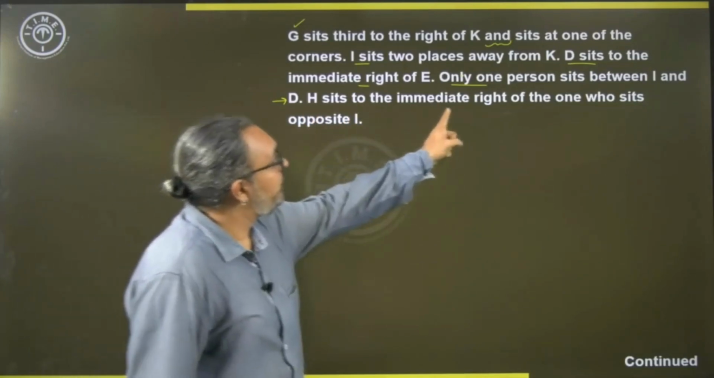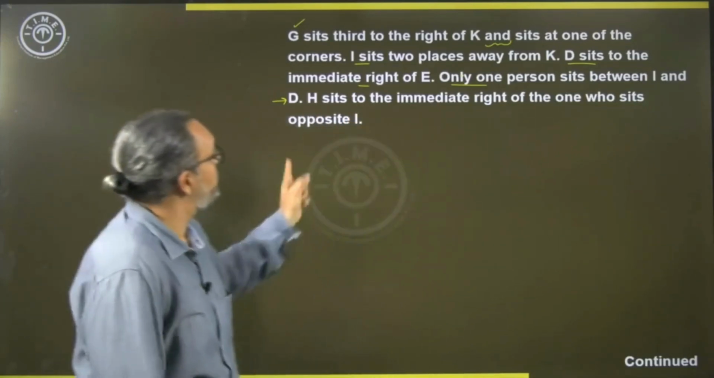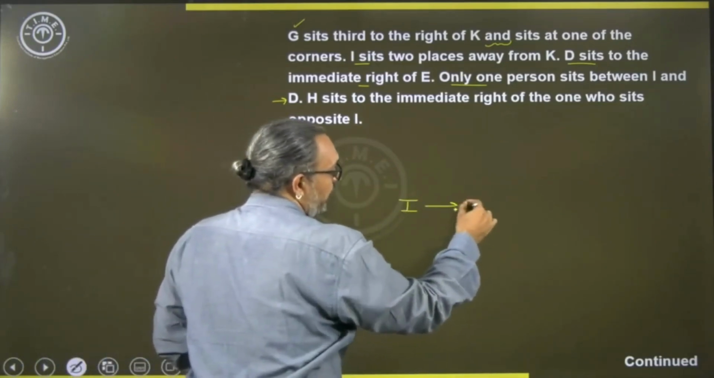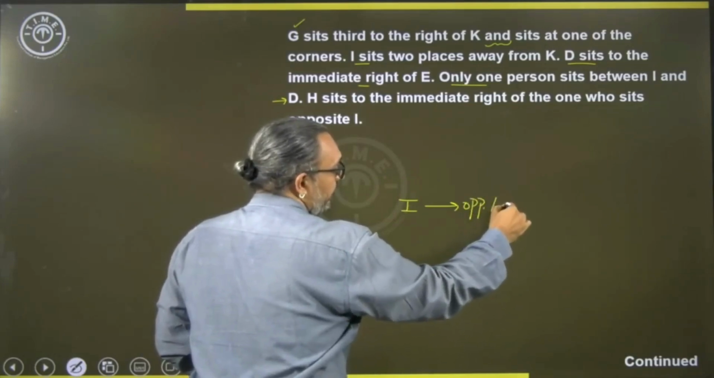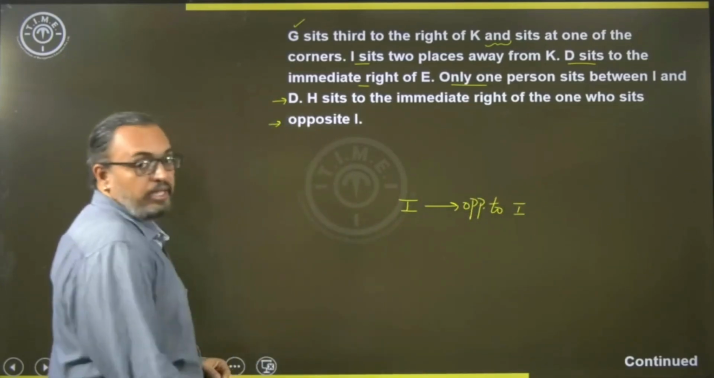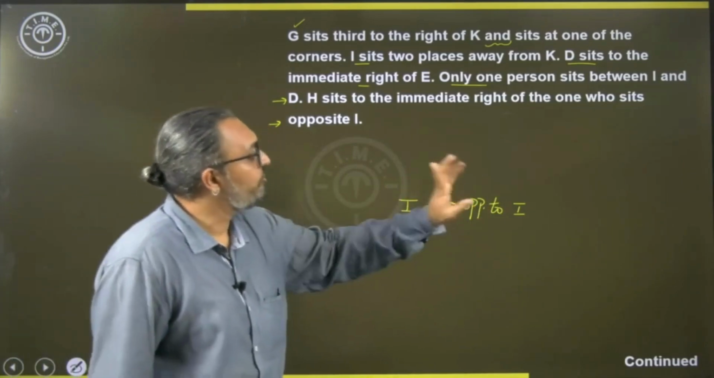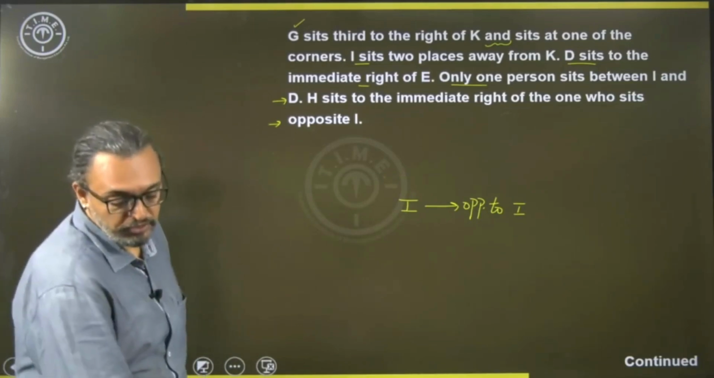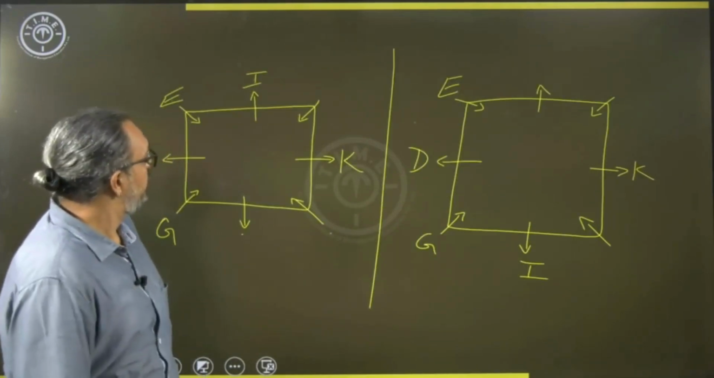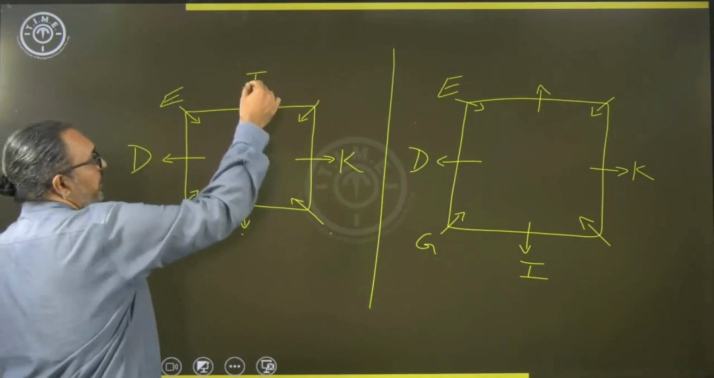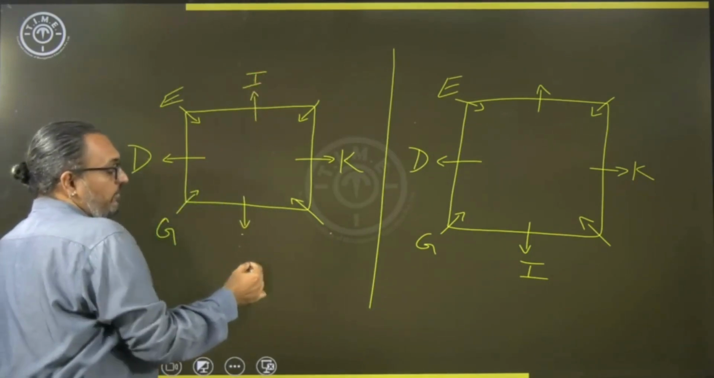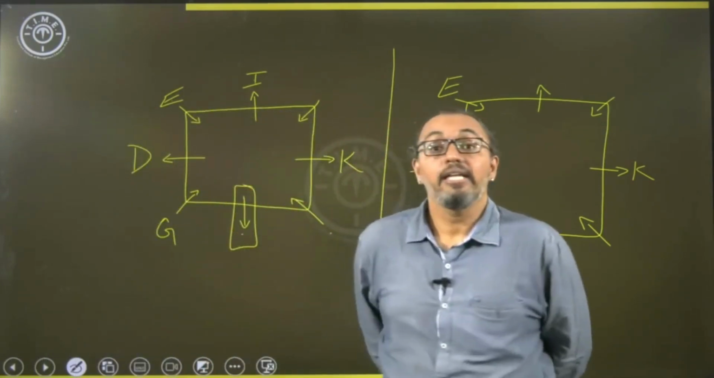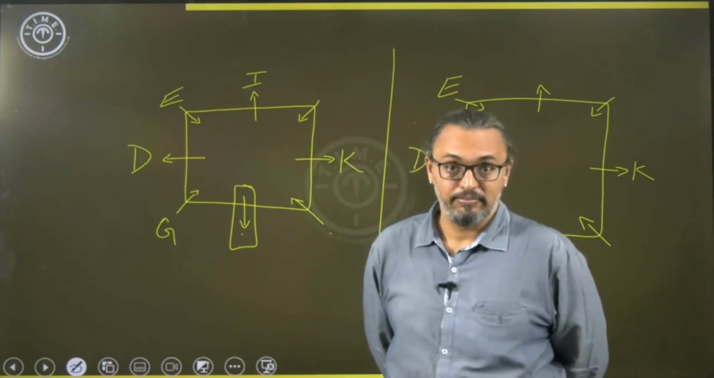H sits to the immediate right of the one who sits opposite to I. So whoever is opposite to I, H should be immediate right of that person. Whoever is opposite to I, H should be immediate right of that person. So let us check. Now in this particular case, opposite to I is this person. Now to this particular person, H should be immediate right.